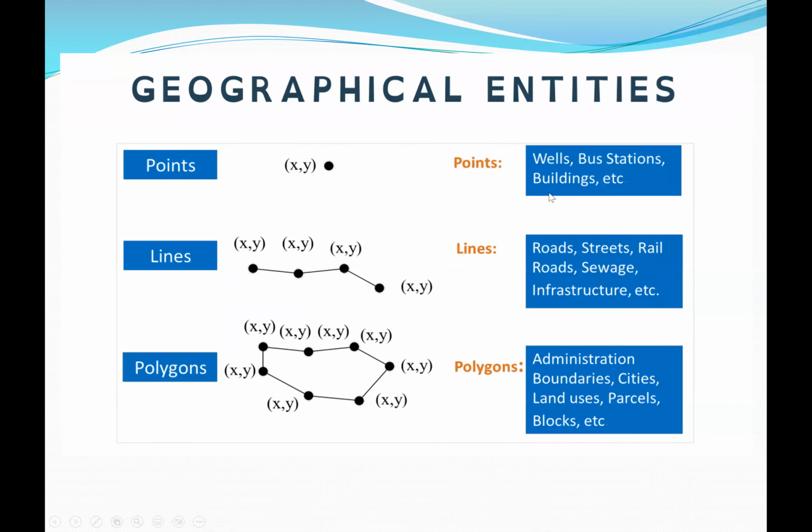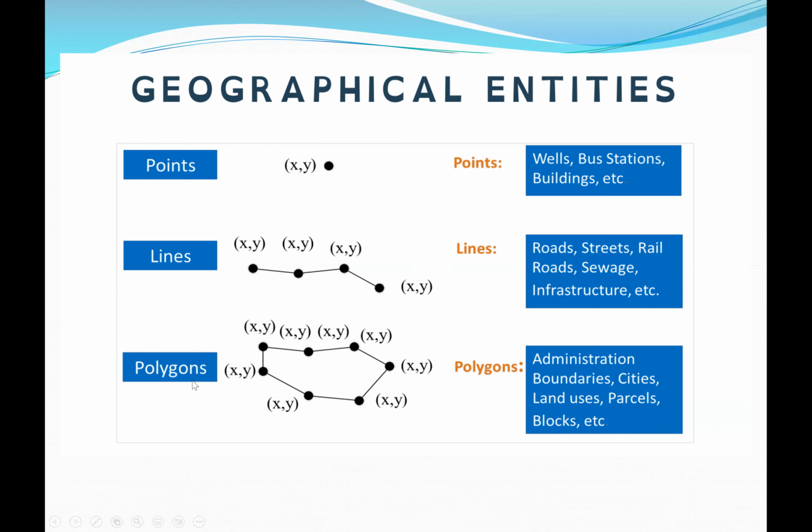The next is the geographical entities. The first one is a point. Normally, we have two types of entities, the vector and the raster. So vector consists of points, lines, and polygons. And as we saw in our hands-on example, a point can be a location. Examples can be a bus stop, a hospital, a building, or a well. And a line can be a network. It can be transportation venues, roads, streets, railways, sewage, etc.